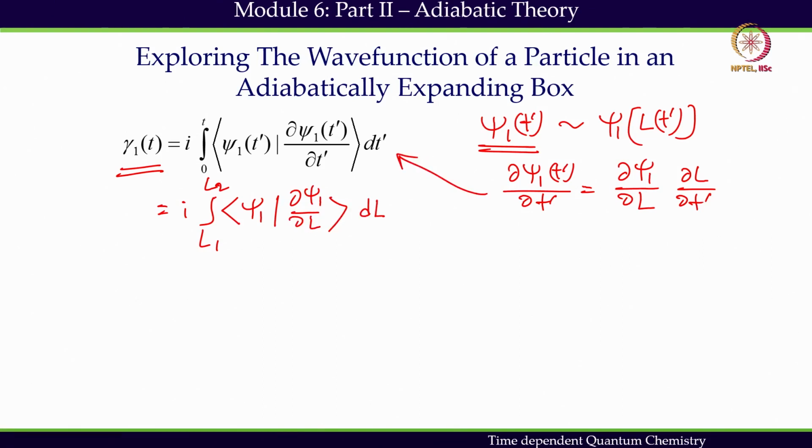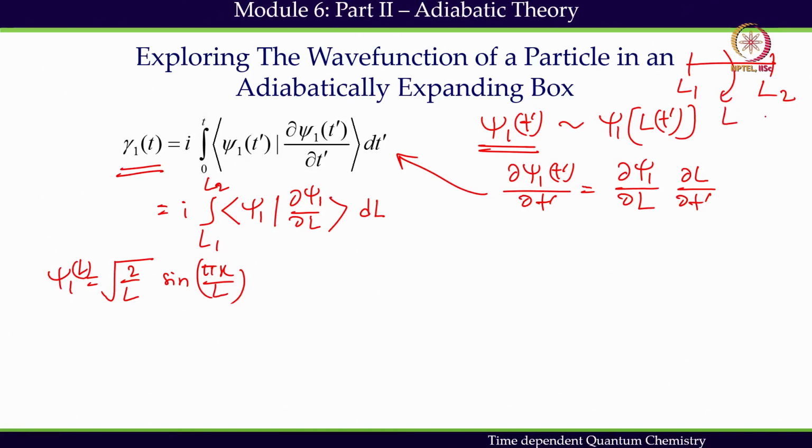So we know that psi 1 is nothing but square root of 2 by L sine pi x by L at any instant of length L. We said that this is L1, this is L2. At any instant of time, the length of the box is given by L in between these two interval. So that is given by this. The wave function, ground state wave function, will be given by this.